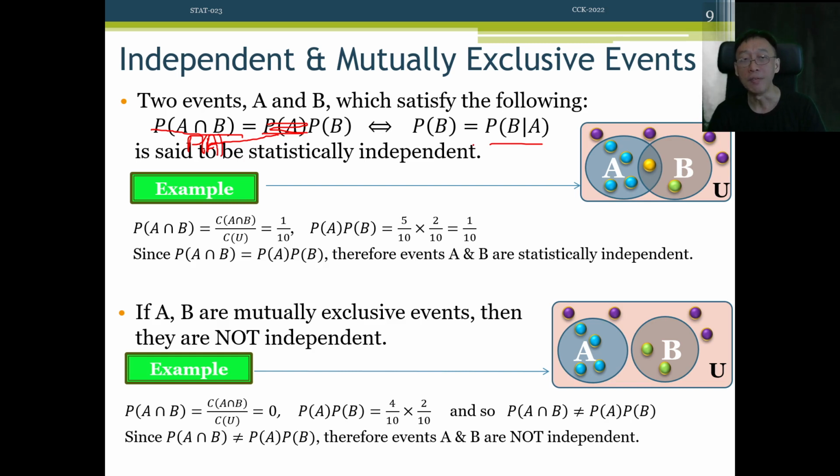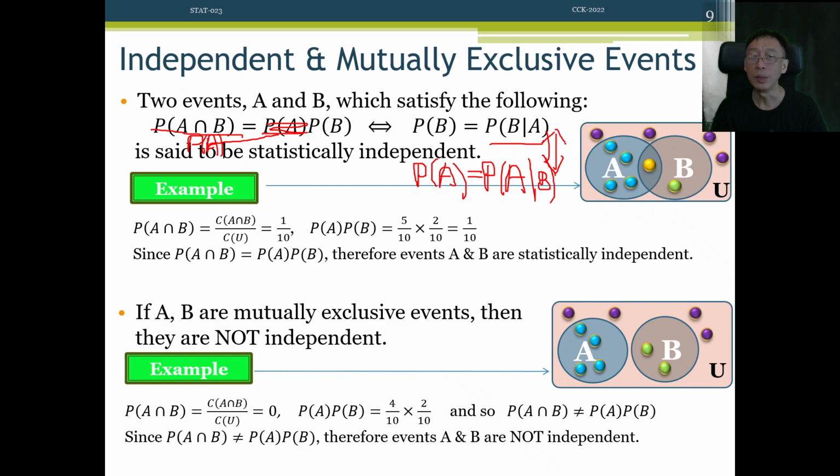In fact, you might ask, why do we bring P of A down? Can't I bring P of B down? Yes, you can. If you do that, then you get P of A is equal to P of A intersect B given that B has occurred. So you see that these are consequential results.